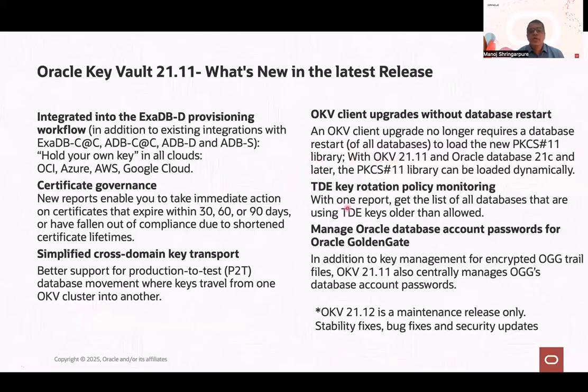We have much better reporting for key rotation, right? Say you want to find out if you have actually rotated the keys or not. So you could get that report and get a list of databases, right? As per your internal policy, you need to rekey, or rotate your master keys. So with this report, you could find out where I have not rotated my keys, and get those keys rotated. We also talked about GoldenGate, managing passwords of the GoldenGate environment.